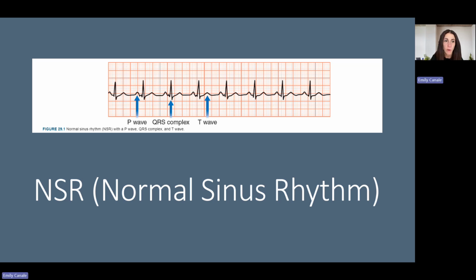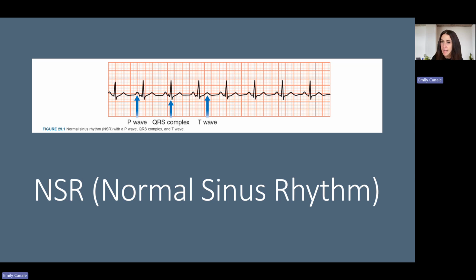The next one you are going to see after you see that QRS is going to be the T wave. Again, we kind of talked about that. And that is going to represent ventricular repolarization. It should always be round and upright.